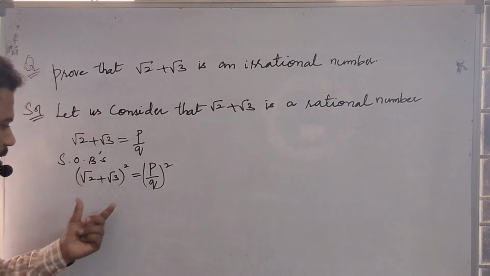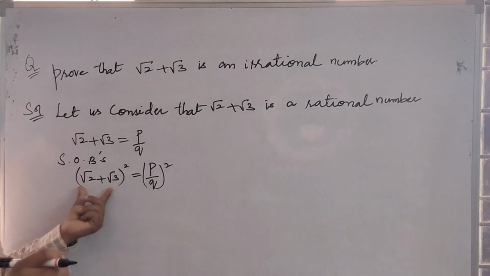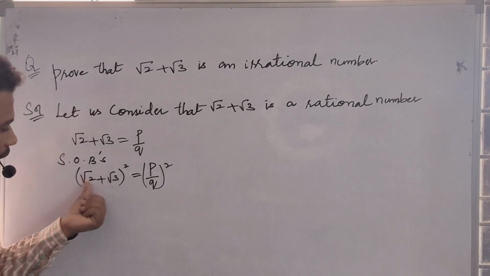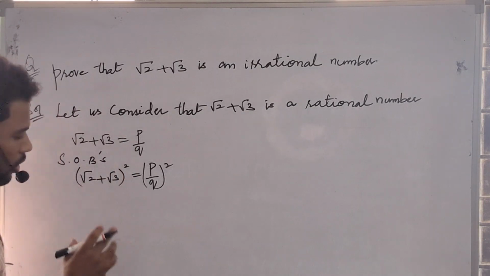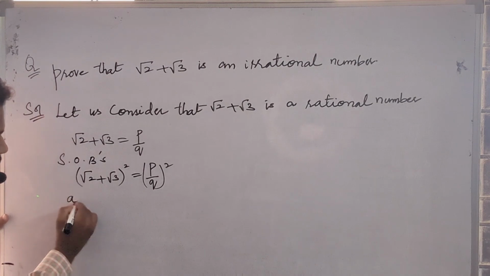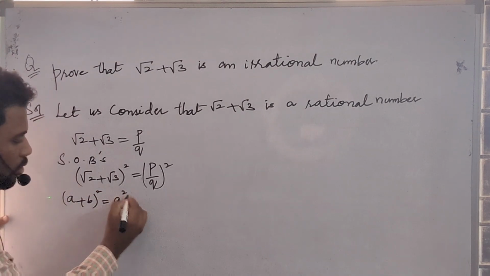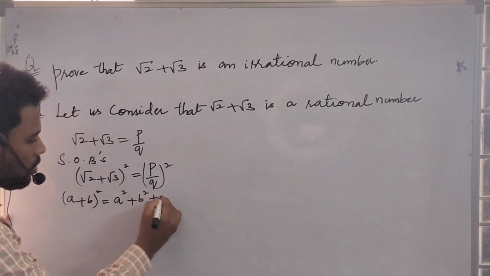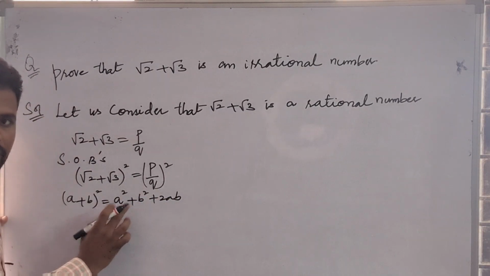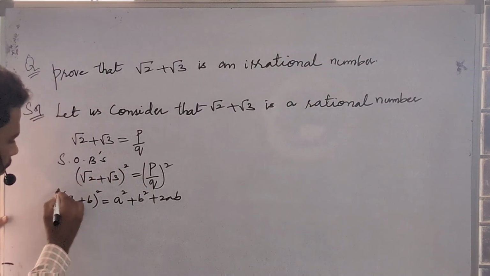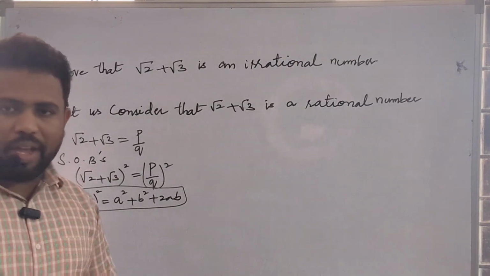Now you can see that the left hand side is in the form of a basic algebraic identity. What is that? a plus b whole square. So we are going to apply a plus b whole square here. a plus b whole square is a square plus b square plus 2ab. This is the basic algebraic identity that we have applied here.